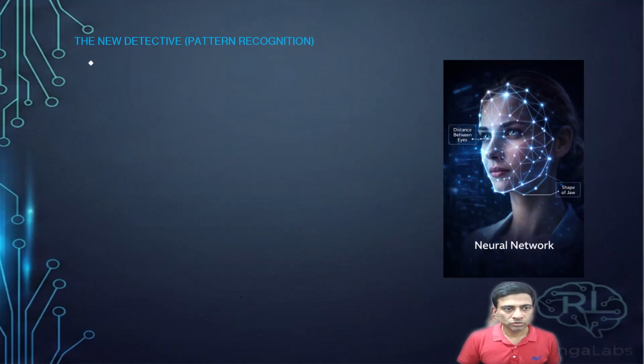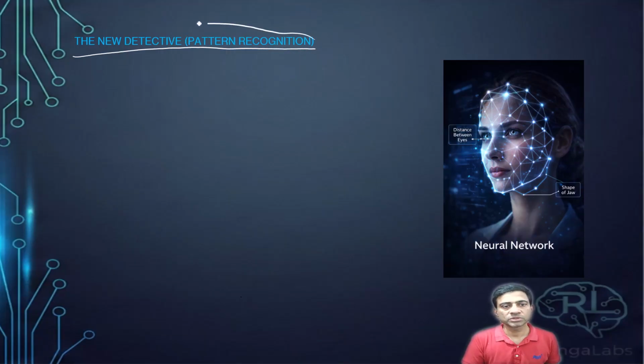So the new detective is pattern recognition. This is the difference between machine learning and programming.